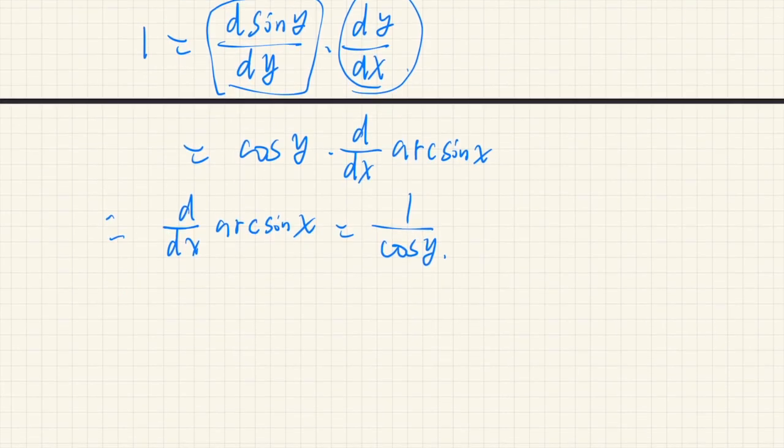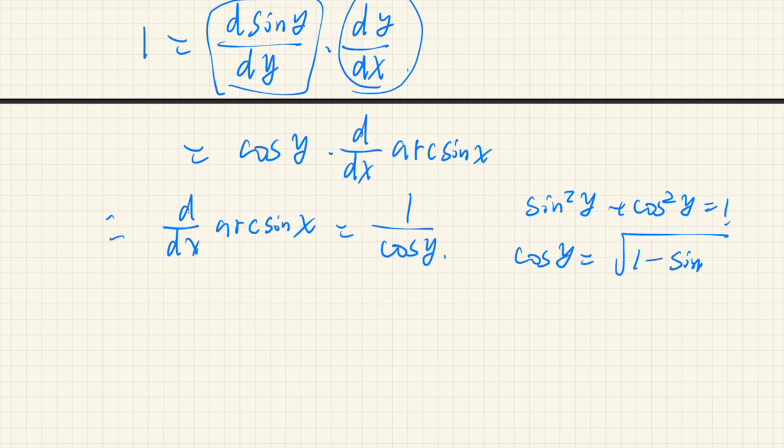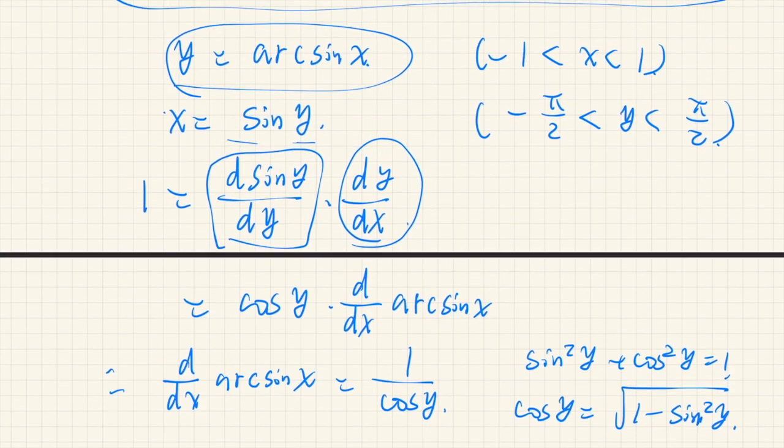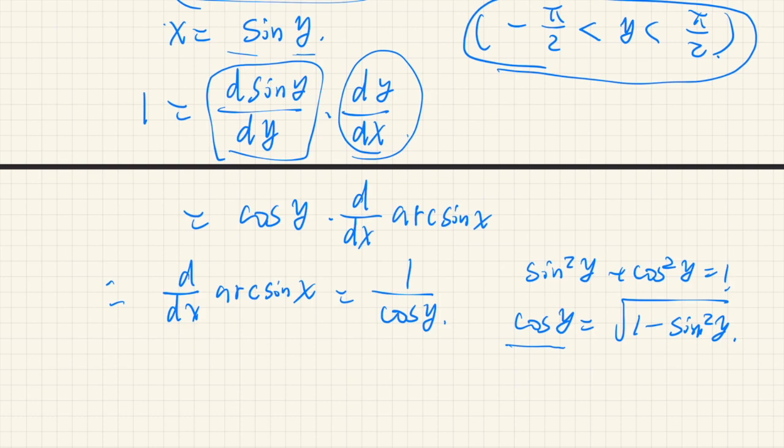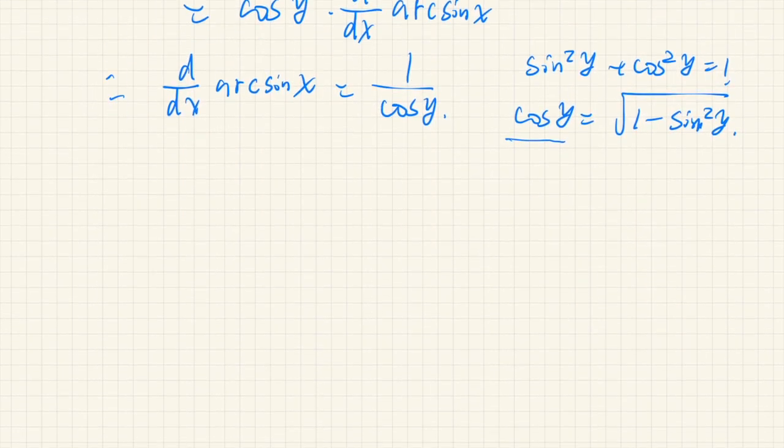And cosine y is, okay, if you remember this identity, sine squared y plus cosine squared y is equal to 1. So cosine y is equal to square root of 1 minus sine squared y, right? And since we are considering only this interval, cosine y is always positive. To see that, maybe you should plot.